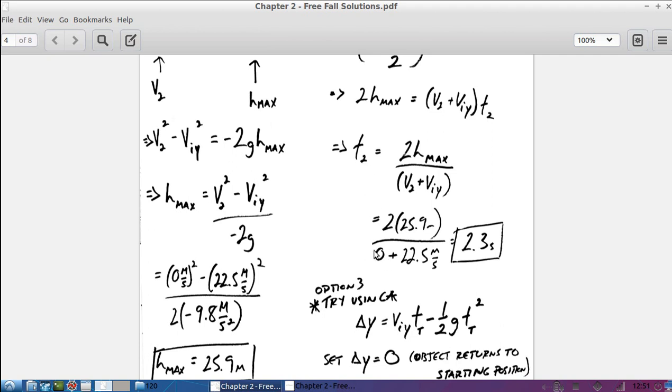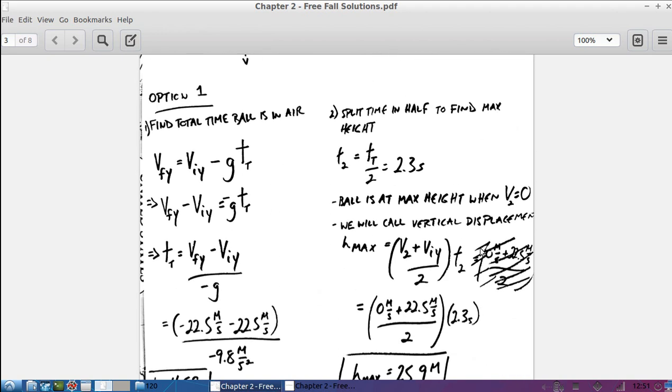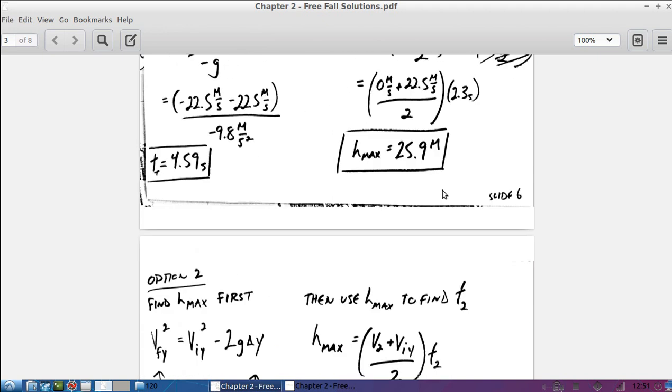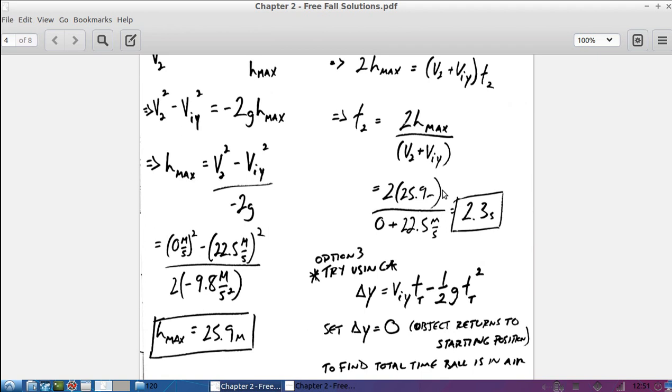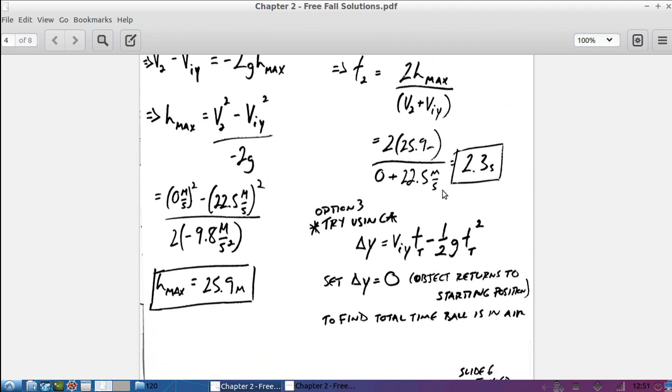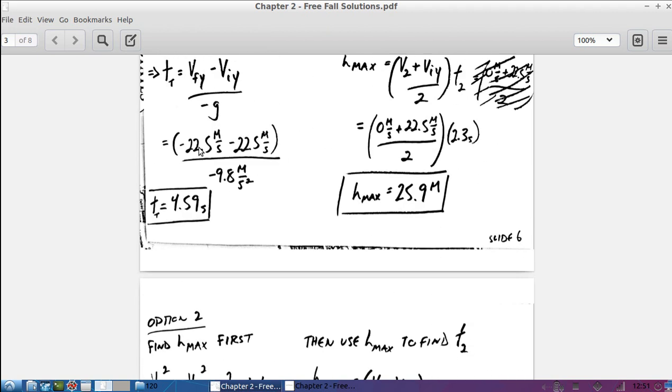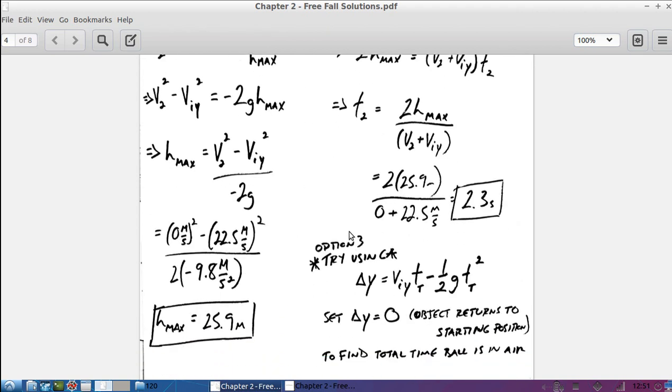So I plug my values in. I get 2.3 seconds. Guess what that is? The 2.3 seconds I found when I split my total hang time in half. So I'm in good shape. I'm solving it in a different order, but I'm still getting the same values. Double that number and you will get 4.59 seconds for your total hang time.